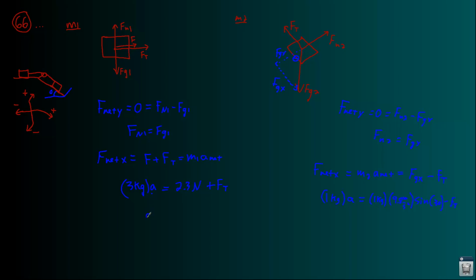So let's divide both sides by 3 kilograms. So A equals 2.3 newtons plus Ft over 3 kilograms. And over here, this is just 1, so I'm just going to write A equals 1 times 9.8 times sine of 30, which is 4.9 meters per second squared minus Ft. This is a 2. So let's set these equal to each other. A equals A.